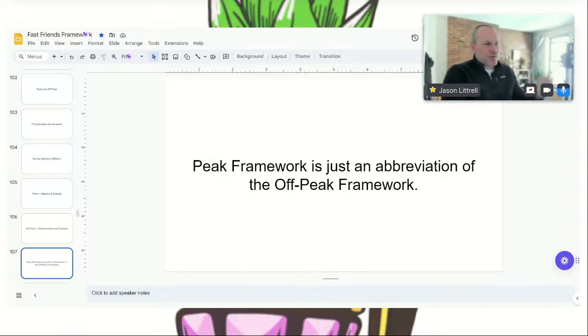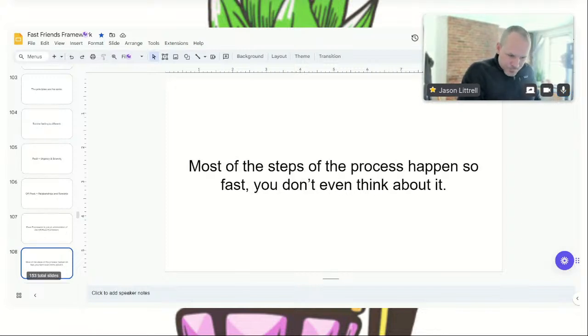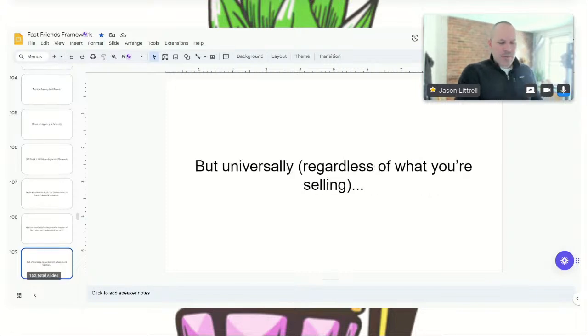So in part 2 of this training, this is only half of it, but I'm going to give you the stuff that you need to start doing this today. But part 2 of this is going to be about how we handle on peak, how we implement this framework on peak, and also how you implement this with your team. So most of the steps of the process happen so fast that you don't even think about it.